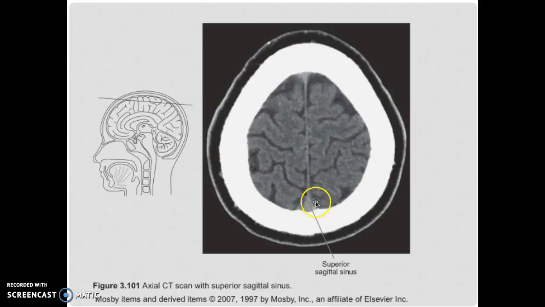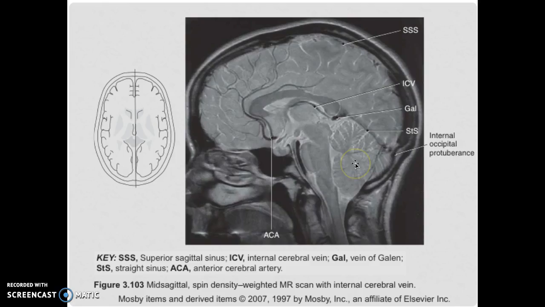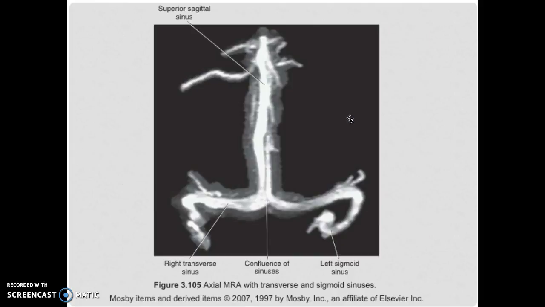So you can see your superior sagittal sinus on a CT is a little more dense. Here's your straight sinus and your inferior sagittal sinus. You have your great cerebral vein here. This is an MRI. It's a special sequence that we run. It's a spin density, but it's weighted kind of funny, so we can see the vessels. So you can see your anterior communicators, your superior sagittal sinus coming around the back. You have your straight sinus with your... yeah, I don't make you know those two.